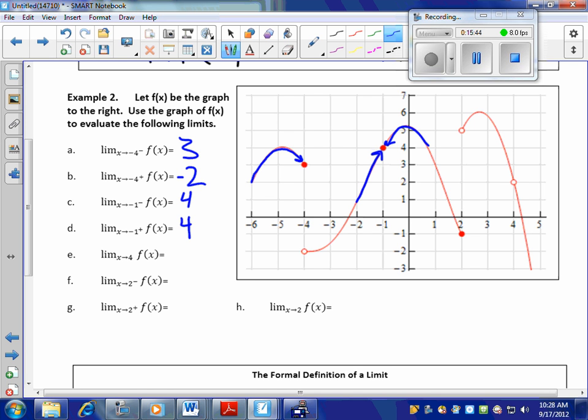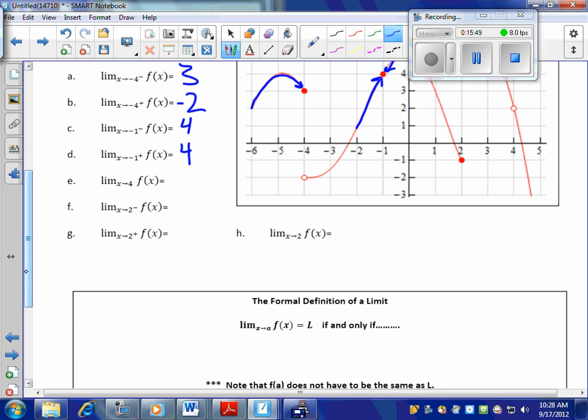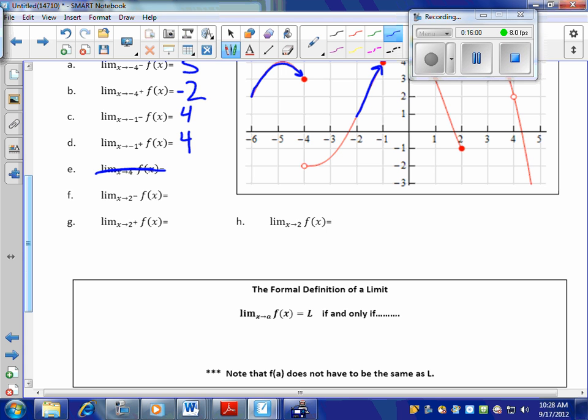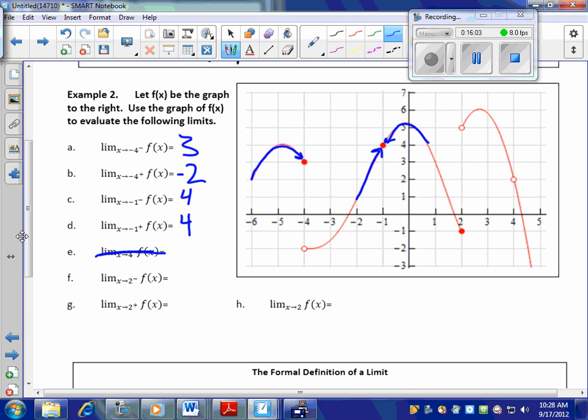How about as you approach positive 4? Well, I don't have it specified there. Let's skip that one. Let's just go to 2. Okay? Let's go the limit as x approaches 2 from the negative. If you approach 2 from the negative, you're right, you get -1. How about as you approach 2 from the positive? Approach positive 5. You could cross off E, okay?